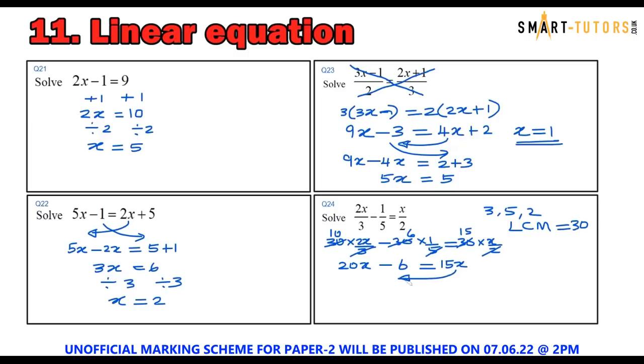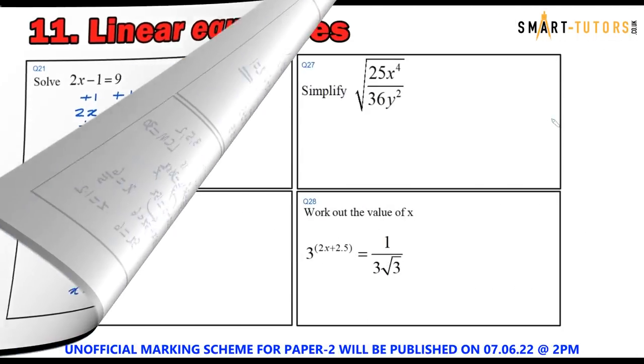15x coming to this side is 20x minus 15x, equals minus 6 going other side is positive 6. 20x take away 15x equals 5x equals 6. x equals 6 divided by 5. It is a calculator paper. You press the calculator, so you get 1.2. So solving equation means you are finding the answer for the x. That is the topic linear equation.